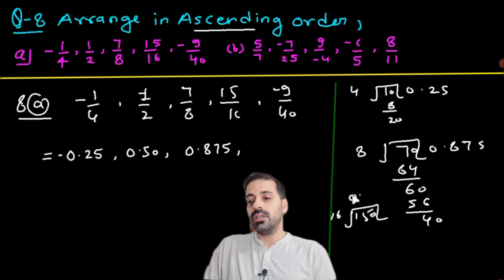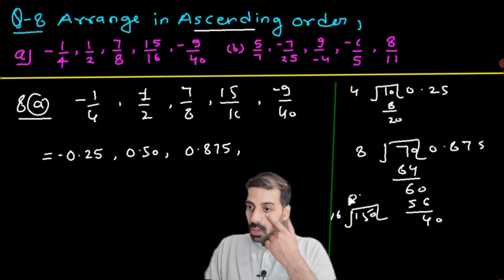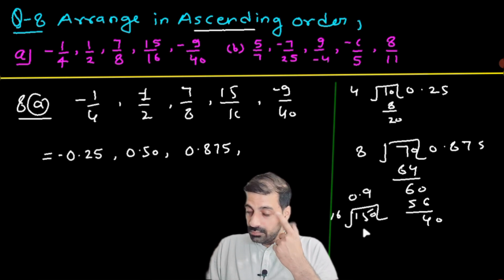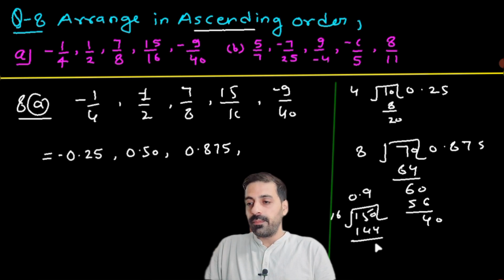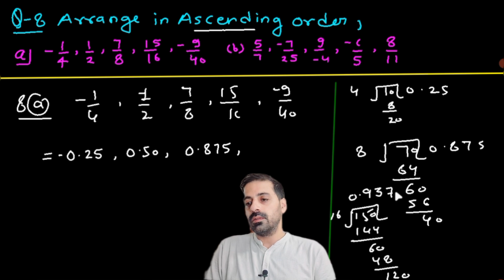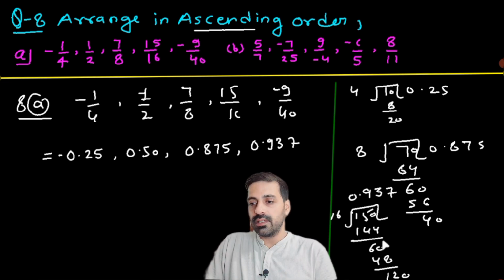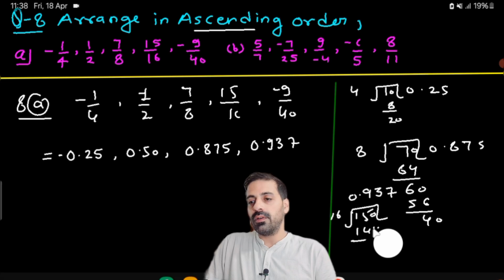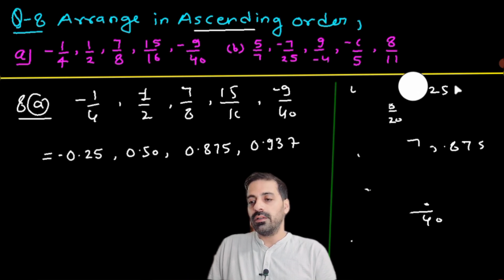Now 15 divided by 16. 0 and the point are here. 9 times gives 144, 6 is remaining. 3 times gives 48, now 12 is remaining. Then 7 times gives 112, and then 5 times. So we can say this is 0.937.